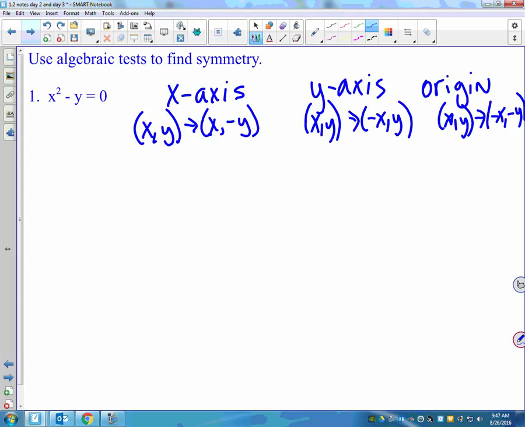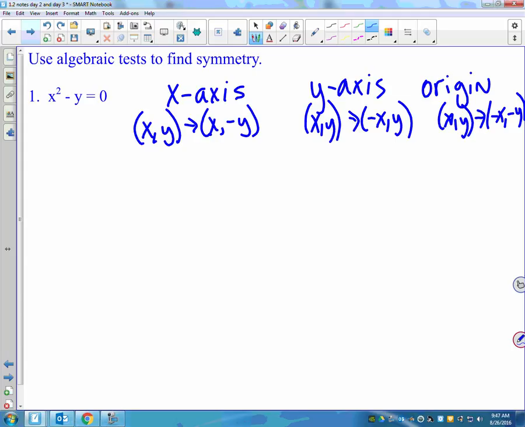What it means if it's symmetric is if you do the change, like if you plug in x for x and you plug in negative y for y, you can simplify that and get back to the original equation. That means it's symmetric. So a lot of times you can tell by just looking, and I'm okay with that, but I just want you to know where it comes from.